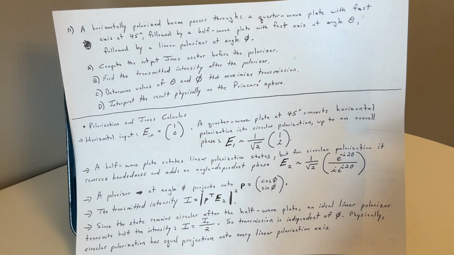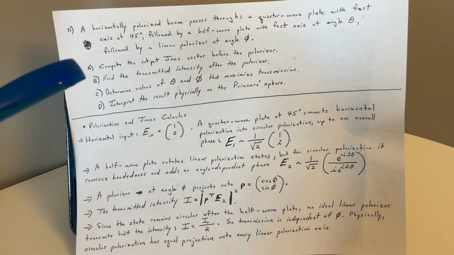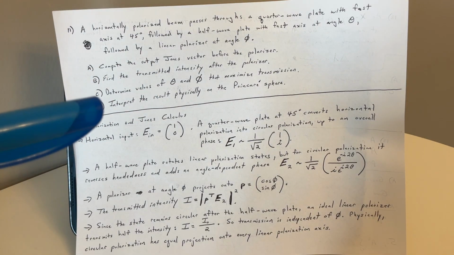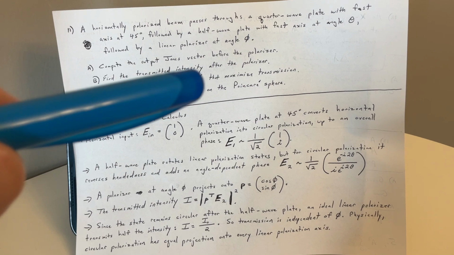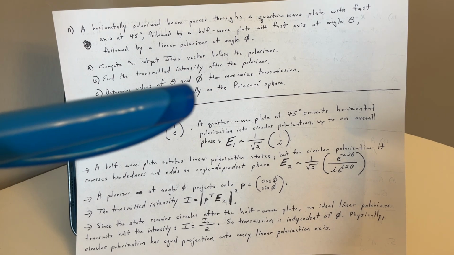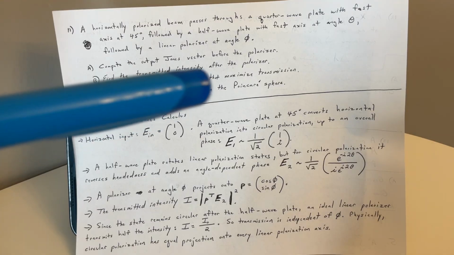Okay, so 11: a horizontally polarized beam passes through a quarter wave plate with fast axis at 45 degrees, followed by a half wave plate with fast axis at angle theta, followed by a linear polarizer at angle phi. Compute the output Jones vector before the polarizer, find the transmitted intensity after the polarizer, determine values of theta and phi that maximize transmission, interpret the result physically on the Poincare sphere.